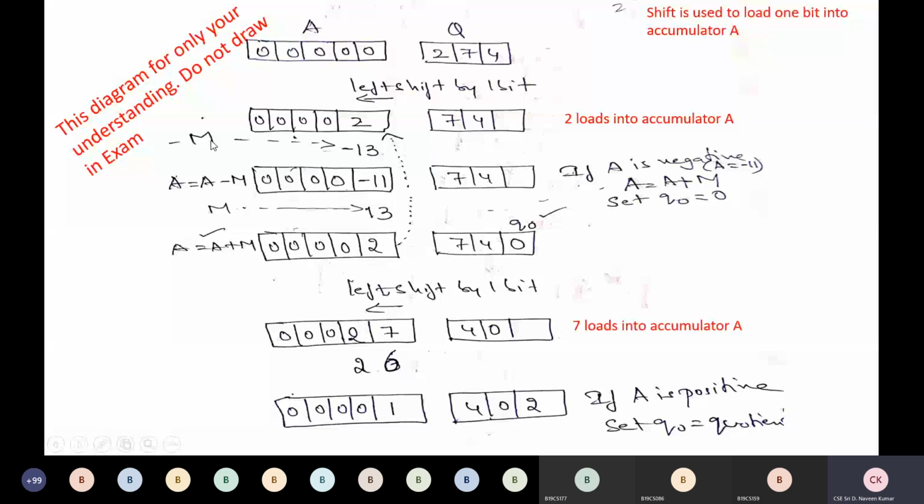Now we will do the division. How will we do the division? We do A minus M. Already I told you, the computer doesn't know multiplication and division. It knows only addition and subtraction. So you can see what the computer does is it does minus 13.